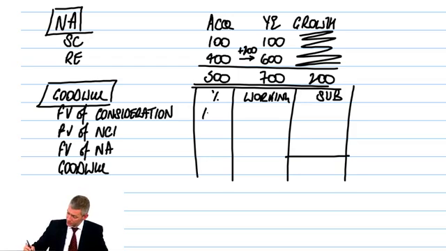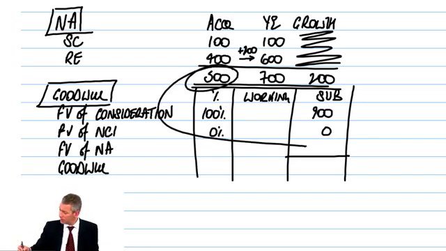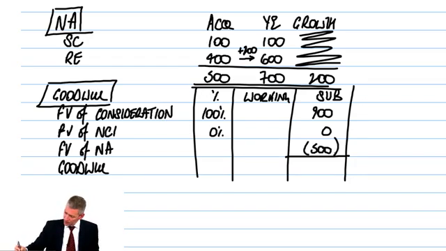So we have 100%, 0% for the ownership split. Did you notice a parent bought 100% of the equity in a sub at the year start for 900, so it's 100%, 900, and therefore 0% for the NCI, and therefore 0 for the NCI. Net assets, we pick it up and drop it down, 500, and we get goodwill of 400.